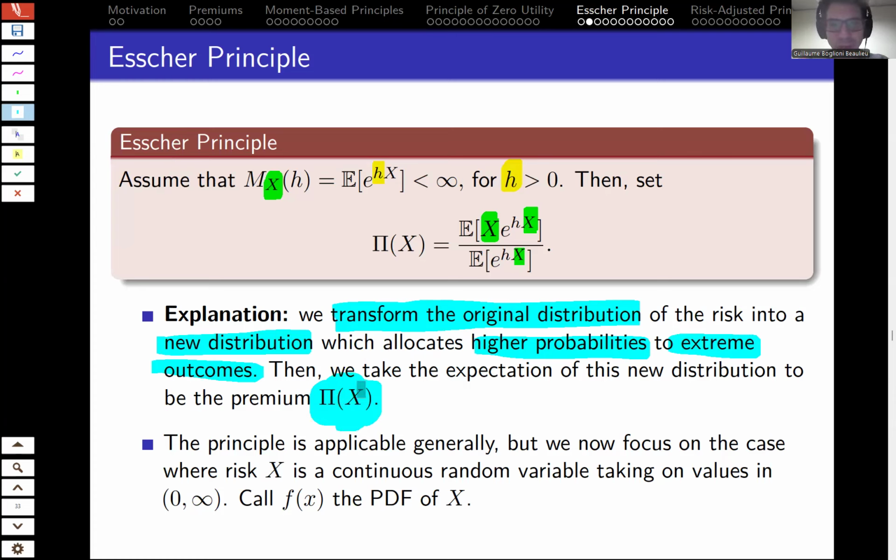Now here, this explanation for now is not so clear. We need to unpack that. We need to show that indeed, another way to state this is as the expectation of a riskier version of X. So we spend a bit of time on this interpretation now. Just a comment that the principle here applies generally. You could have X be a discrete random variable or even a mixed random variable.